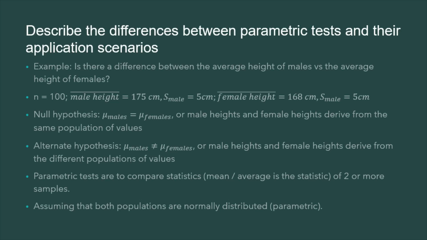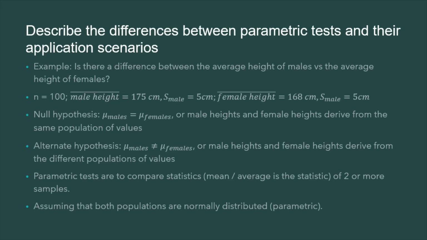Taking this more generically, the null hypothesis is that the values for the height of males and the height of females derive from the same population. Then for the alternate hypothesis, the values for the height of males and the height of females derive from different populations, in a generic sense. Therefore, you can consider that parametric tests are mainly used to compare the statistics from 2 populations, by using 2 samples originating from the same population.